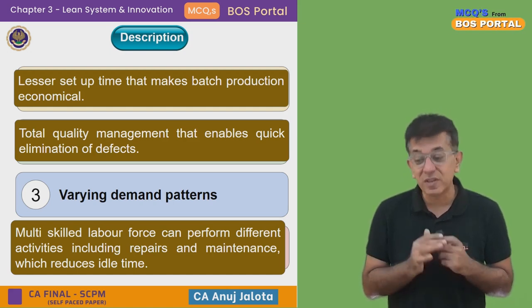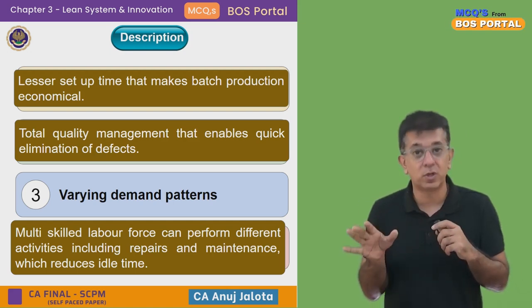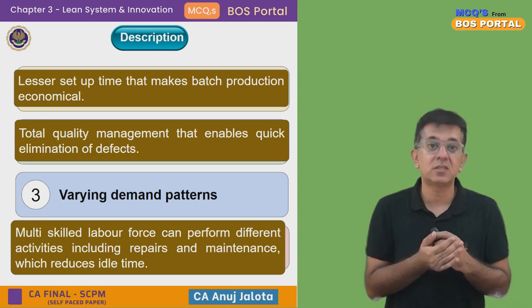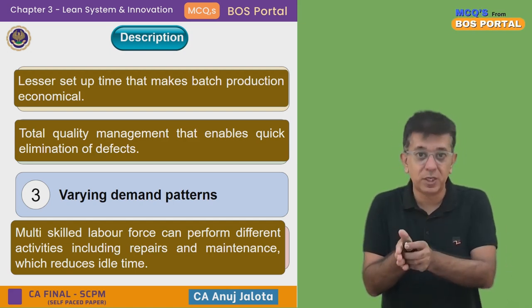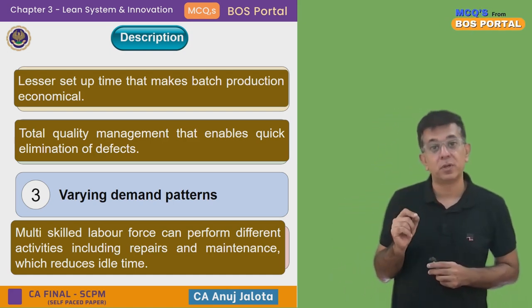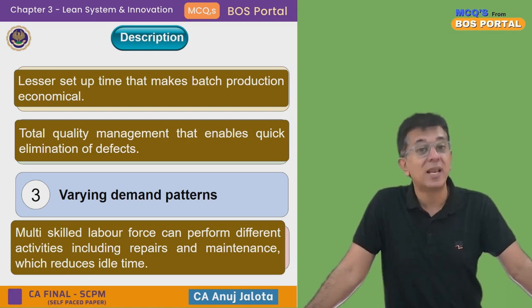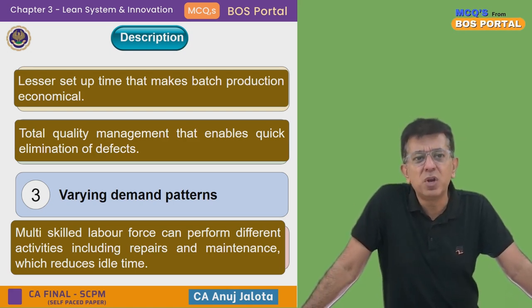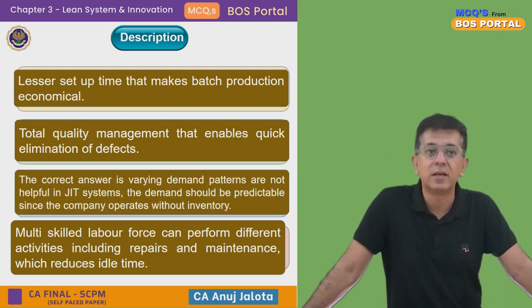It's not that we exactly wait for the customer to give the order and then do the production. No. A better JIT system will always be, you should be able to predict the demand, and based upon that prediction, you should be able to produce. Because if your prediction is not proper, automatically you will be producing more or less. So therefore, we would not want varying demand levels. We will require consistent demand levels.